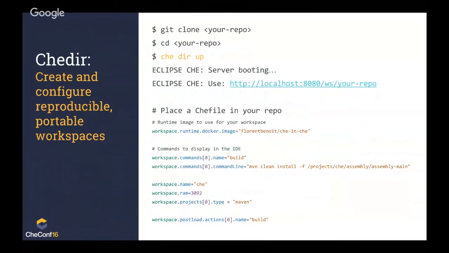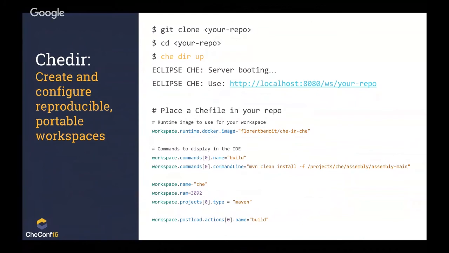We've also added in a utility that we call Chedir. This is very important for providing configurable and reproducible workspaces. And the simplest way to think of Chedir is that it's like Vagrant, but for Che.